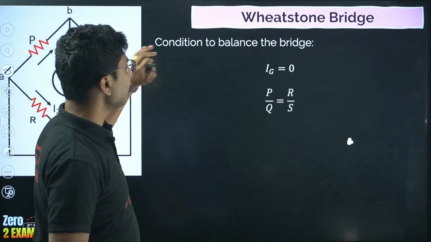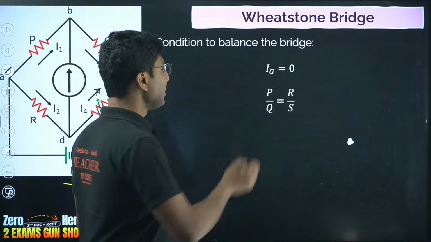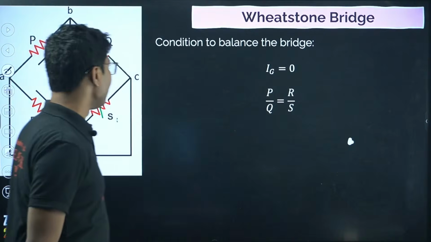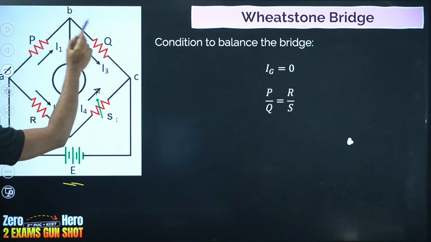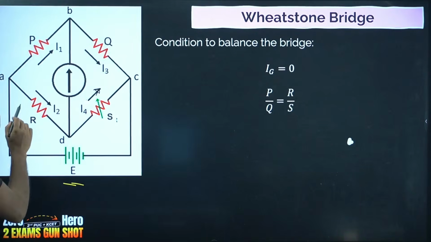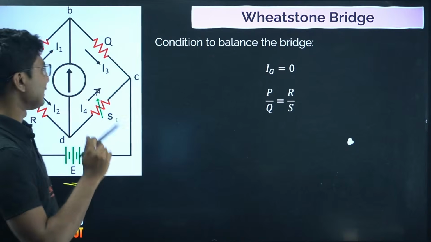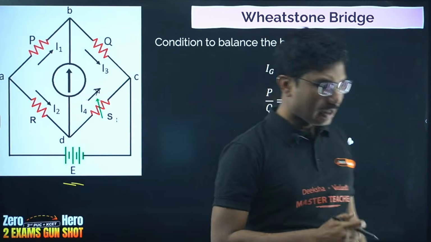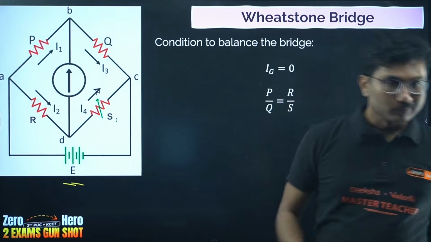Now the condition of a balanced Wheatstone Bridge is P by Q equals R by S. So P divided by Q equals R divided by S. This is the condition of a balanced Wheatstone Bridge.